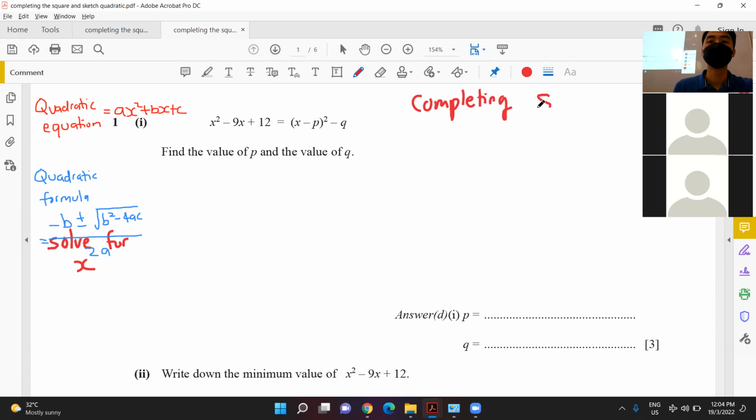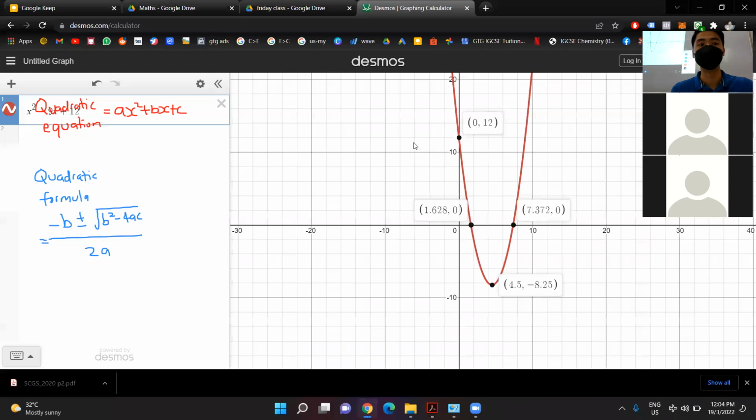This method here is for you to find the minimum point of a quadratic equation. Now, if you guys remember how a quadratic equation looks, I've actually plotted this on the Desmos graph already. You can see that a quadratic equation will always have a smiley face like this, where you have the minimum point here. This is what we're going to use the completing the square method to find.